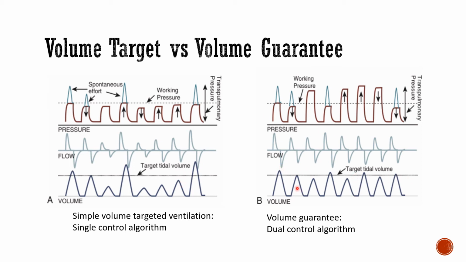This can be avoided and fine-tuned by volume guarantee ventilation, which is a refinement of volume target ventilation in which we employ a dual control algorithm. The ventilator first senses whether the breath is an assisted breath or a controlled breath based on the initial negative pressure at the airway, and then uses the working pressure as based on the corrected end expiratory tidal volume of the previous breath of the same type, be it assisted or controlled, leading to minimal oscillations in the tidal volume delivered.